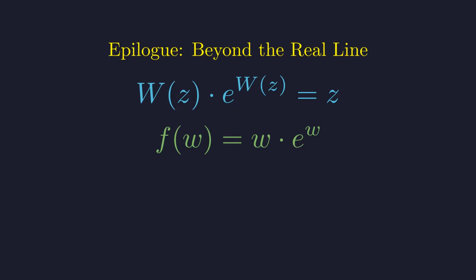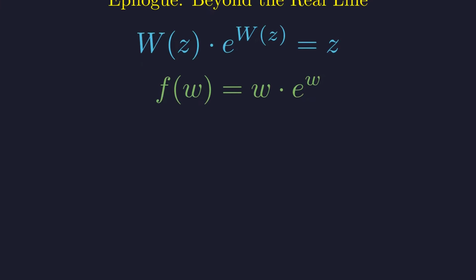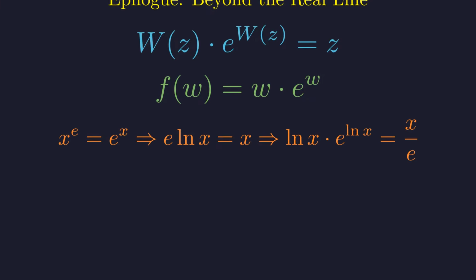This base function, w times e to the w, appears everywhere in mathematics. It shows up in population dynamics, circuit analysis, quantum mechanics, and even in the analysis of algorithms. The Lambert W function gives us a way to undo this operation. Now, here's the brilliant connection.